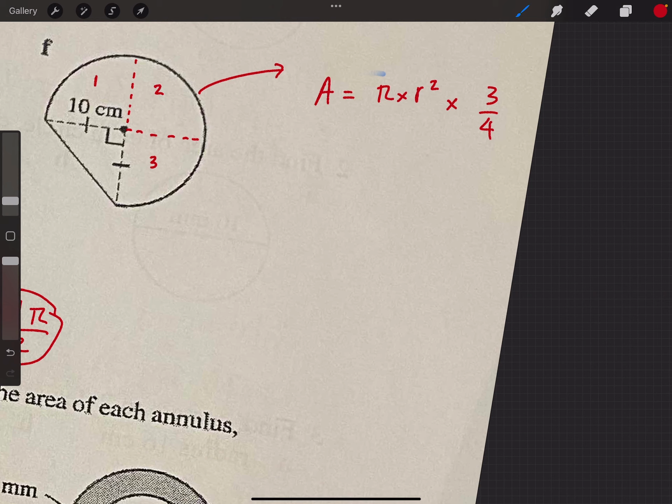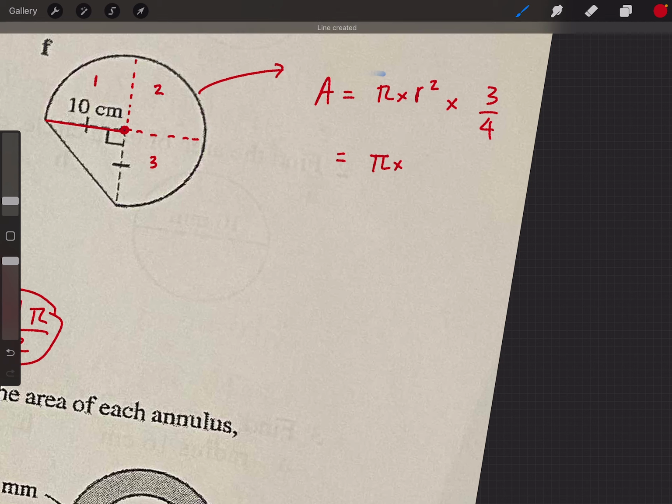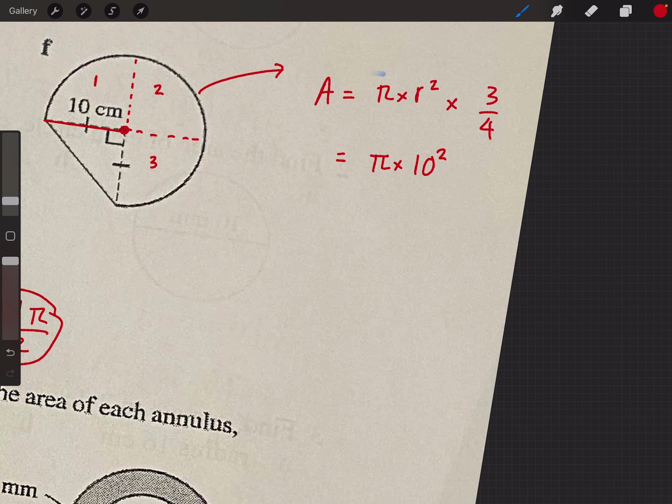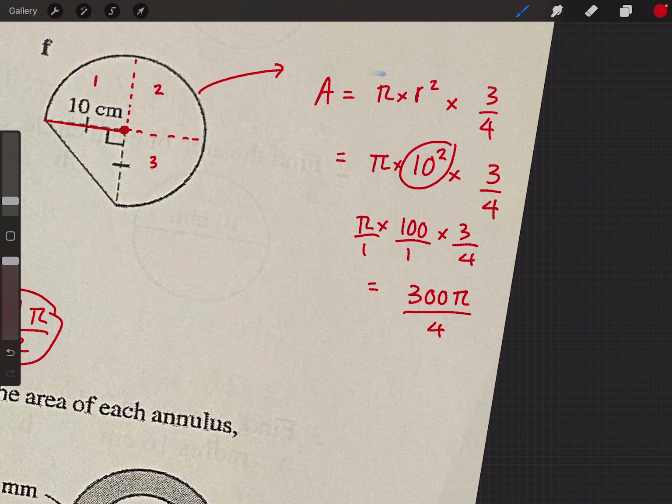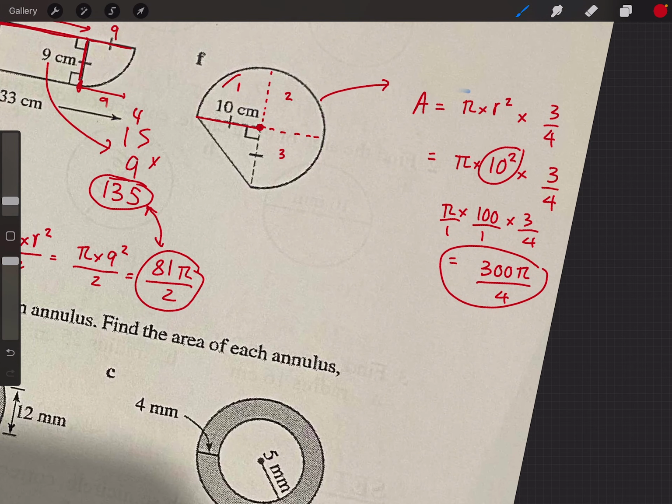So pi times radius squared. Radius is what? The distance from the center to the outside of the circle, and it's given to us to be 10. So that's 10 squared. And then we're going to times it by 3/4 because we only have 3/4 of the entire circle, not the full amount. So this will be 100. So pi times 100 times 3 on 4, and all of this is over 1. Therefore you have 300 pi over 4. Use a calculator, work out what that is, and that'll give you the area of this 3/4 circle.